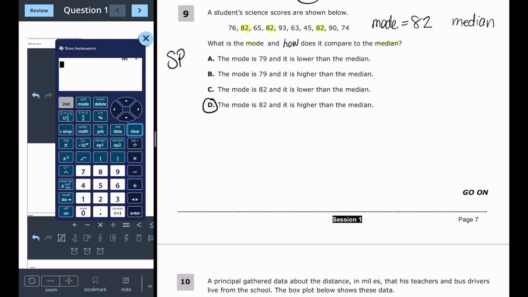If mode was most frequent, our median is our middle number in an ordered set. So I have to put all those numbers in order. I'm going to give myself a little bit of space here on the bottom. 45, 65, oops, see, I already missed one. 63.